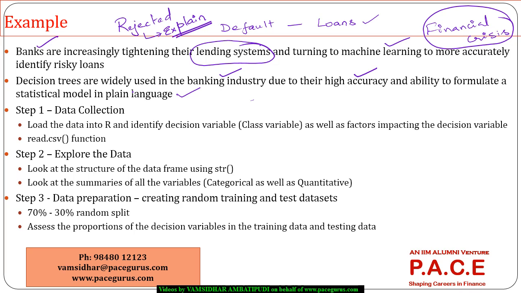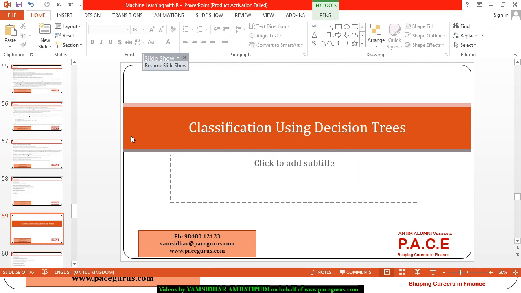To get started, first I will get the data. I have data with me, which I will be loading into R. I have to identify the decision variable, otherwise called the class variable. I would be using the default variable, which will have values of yes or no. It's a decision variable or class variable. Along with that, I have to identify the factors that are impacting the decision variable. So I would be reading the data into R. Let me do that process.